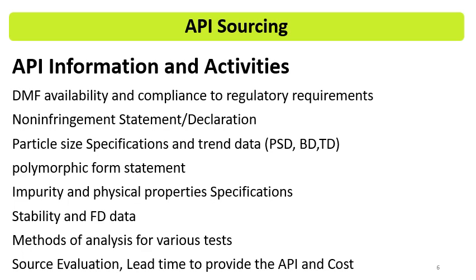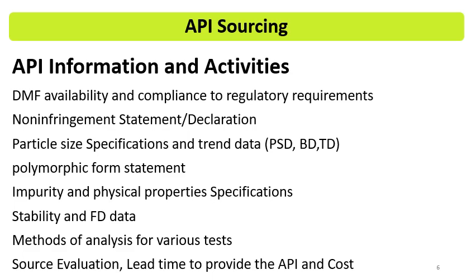and trend data. Suppose the API manufacturer has manufactured 50 batches, so the PSD data of those 50 batches can be taken. Similarly, bulk density and tapped density data can be taken. Then a polymorphic form statement. So the API might be present in 2 or 3 polymorphs or maybe amorphous. So that statement should be taken from the vendor that the material provided by the specific vendor is which form, or is it amorphous, or is it any specific form.